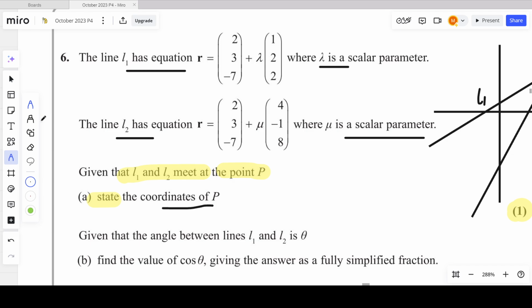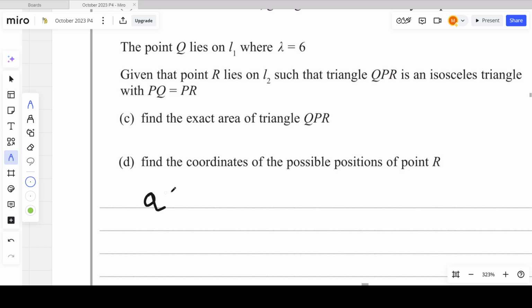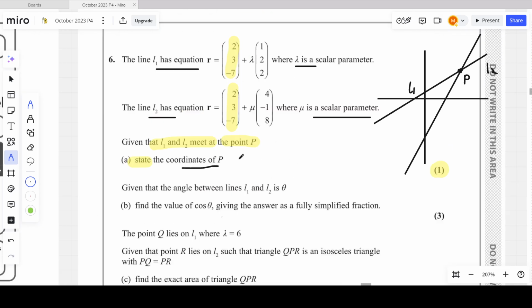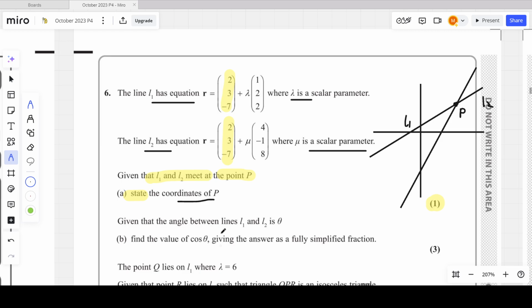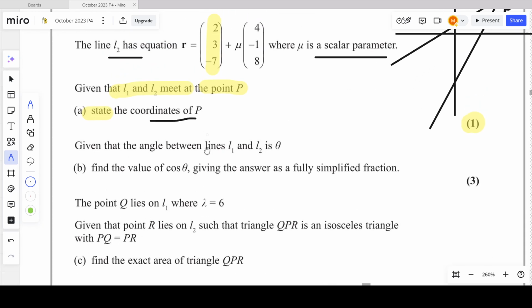Now look at the equations of the two lines. Can you see a relationship between the two lines? Yes, there is. Both have the same starting point, and this is basically the coordinates of point P. Understand? So you can say the coordinates of point P are just the starting vector, that is (2, 3, -7). This is the coordinates of point P. Done. Straight answer.